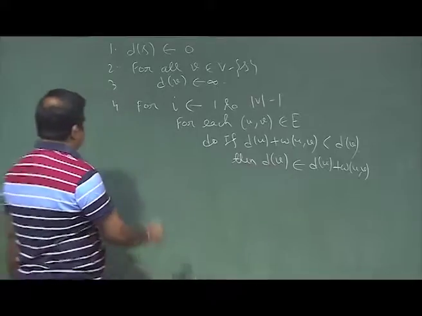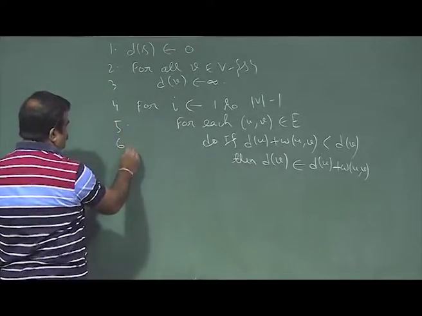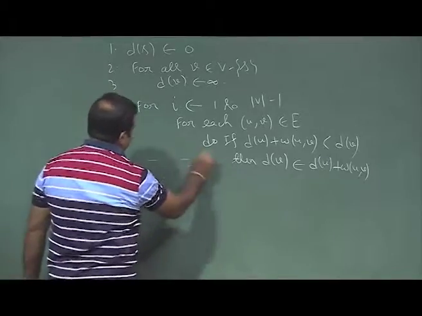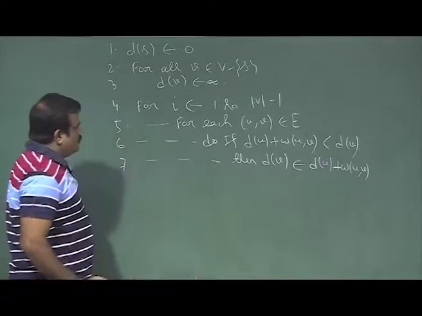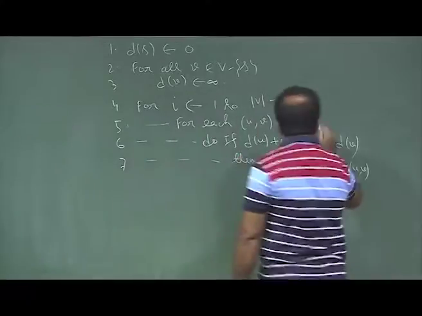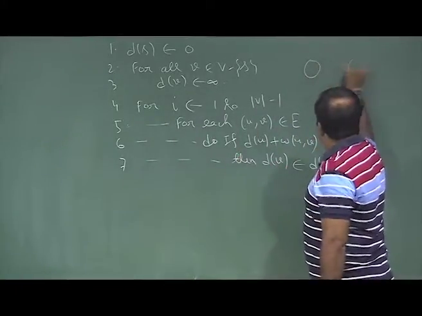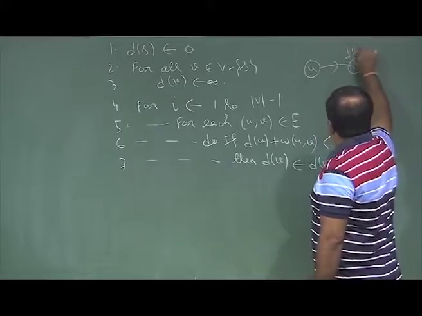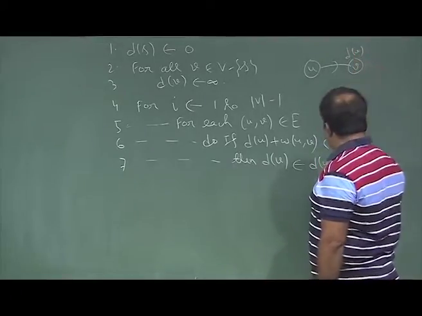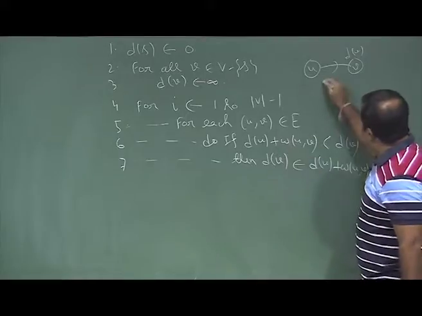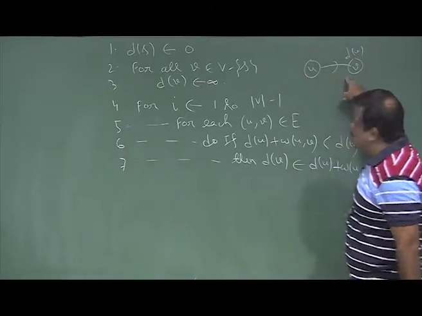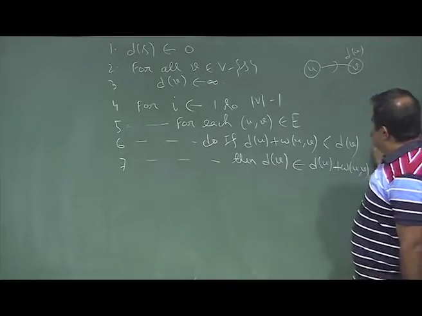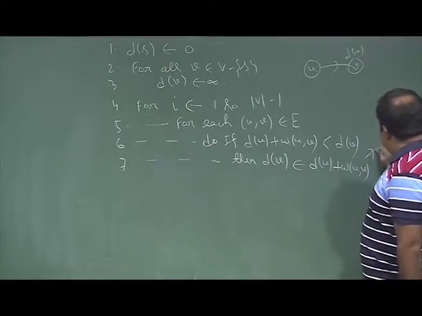Okay, so this is lines 5, 6, 7. This is the relaxation step, so we are relaxing this vertex V. This is the direct edge U to V, and this is d(v). Now if this d(v) is greater than this new path, where we come from S to U and then take this direct edge, then we must relax this edge. So this is called the relaxation.